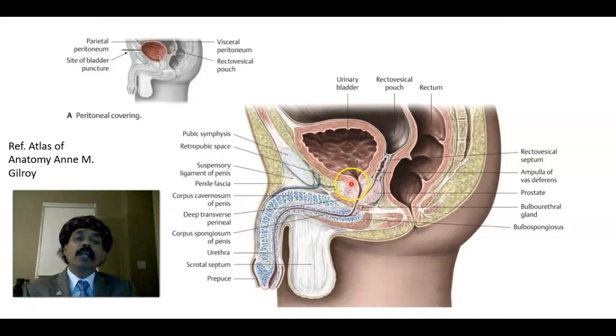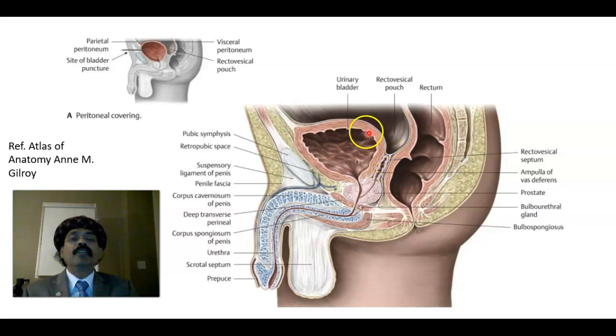In the male, again, this is the bladder, the apex of the bladder. This is the median umbilical ligament going towards the umbilicus, and it is a remnant of the urachus. This is the retropubic space of Retzius. This is the pubic bone. This is the urinary bladder, like in the female.